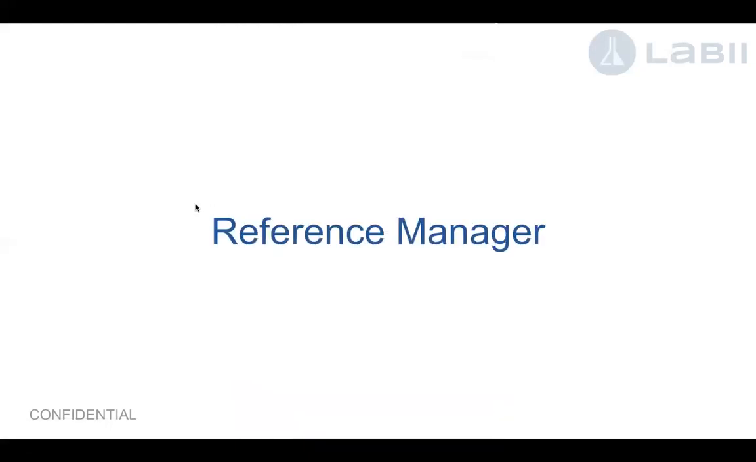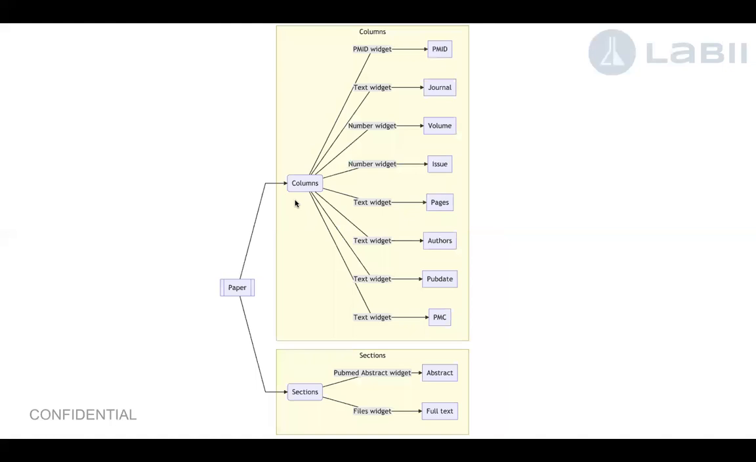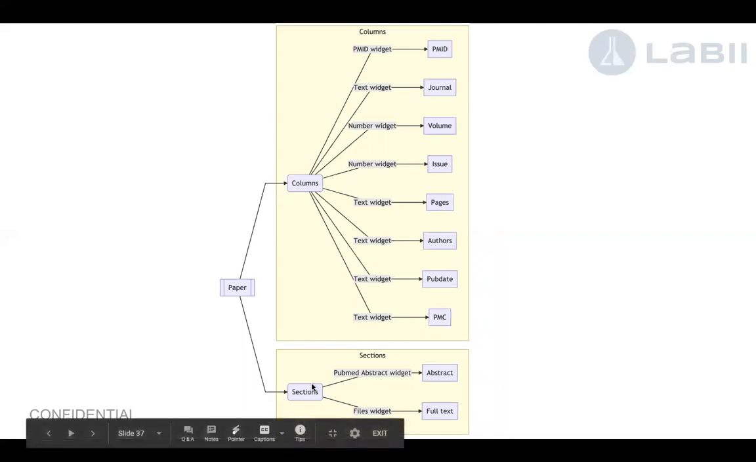And then besides that, we also have the reference manager. We do know people use reference managers a lot, and people ask, can Labii be used as a reference manager as well? The answer is yes. You just need a little bit of configuration. Actually, currently in Labii, we already include this one. As long as you add this table, this configuration will be added for you by default. So basically you will have many different columns and then one or two sections.